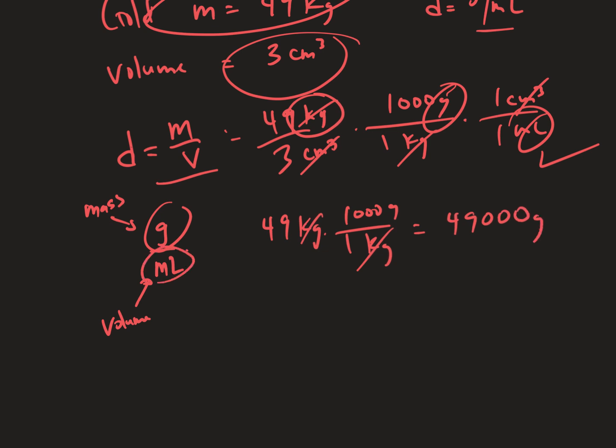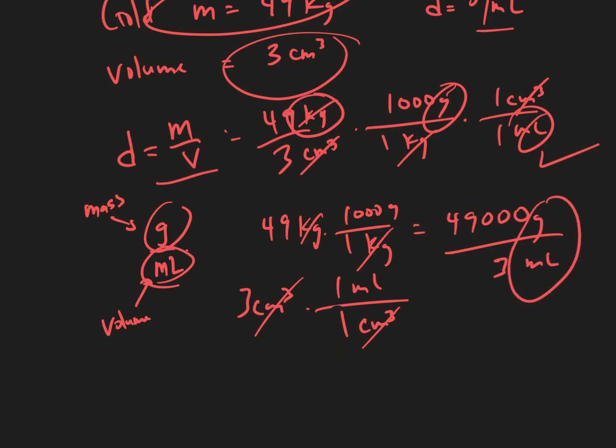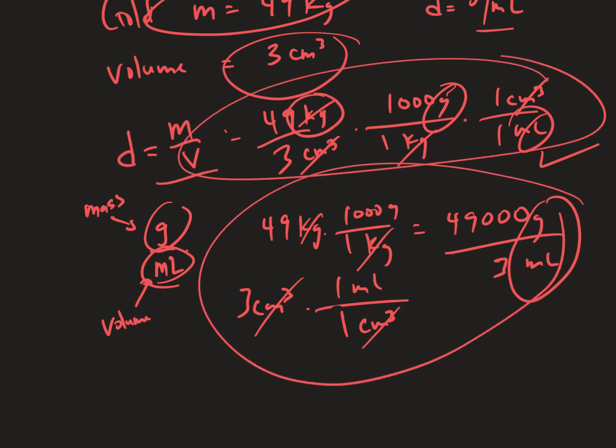And then I need milliliters on the bottom. So I go 3 centimeters cubed, with 1 centimeter cubed on the bottom to cancel to 1 milliliter. That goes away, and I get 3, so divided by 3 milliliters. Now I have grams per milliliter. Either way you do it, the math is the same.